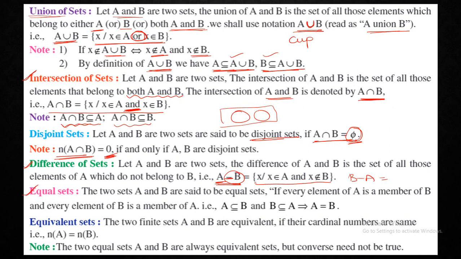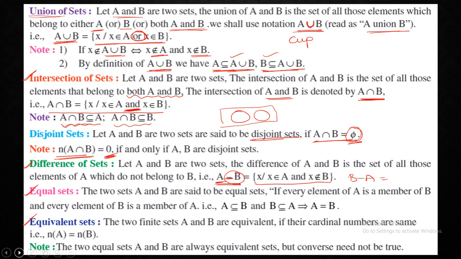If every element of A is present in B, and every element of B is present in A, then we say they are equal sets. That means equal sets are both having the same elements.